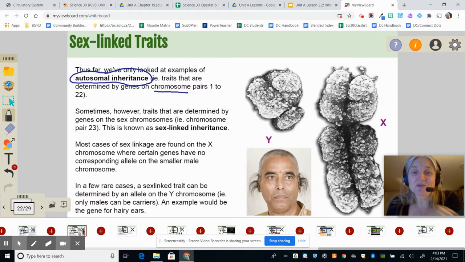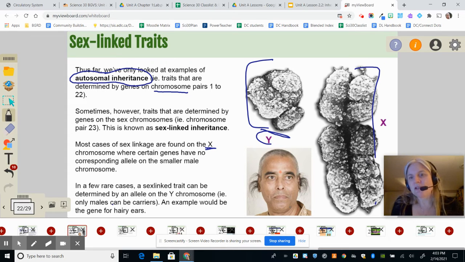And there's traits on those chromosomes that we refer to as sex-linked traits or sex-linked inheritance. Most cases of sex-linked inheritance that we're going to be looking at are on the X chromosome. On the Y chromosome, because it's so much smaller, you can see the Y chromosome here, it's much smaller than the X chromosome, there's not even an allele located on the Y chromosome for the specific trait that we're looking at. So it's whatever the female has or the X chromosome has that is actually going to be expressed.